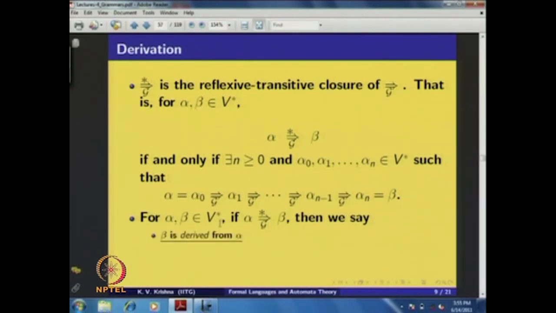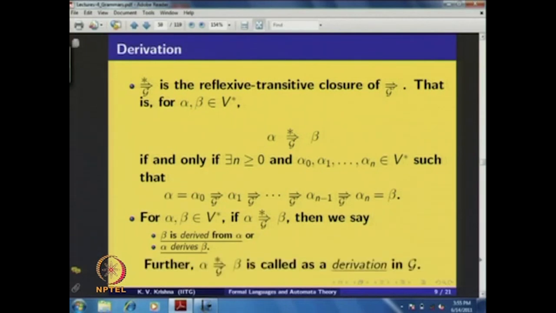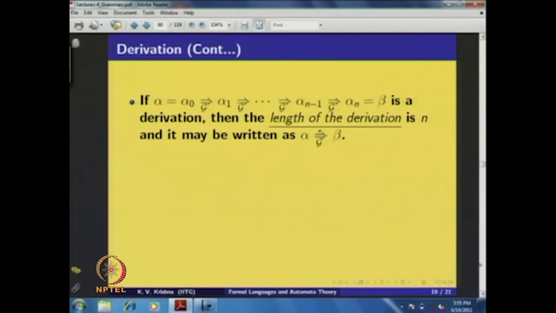Now, for alpha and beta, if these two are related through this reflexive transitive closure, that means through finitely many steps you can get beta from alpha, then we say beta is derived from alpha, or alpha derives beta. Further, this expression, alpha gives beta in finitely many steps, is called a derivation in G. The notion of derivation is introduced here formally. If you consider a derivation where alpha gives alpha 1 in one step, alpha 2 in the second step, and so on up to alpha n, that is beta, then the number of steps is counted and is called the length of the derivation. In this case there are n steps, so the length of the derivation is n, and one may denote this by writing n in the superscript of the relation.